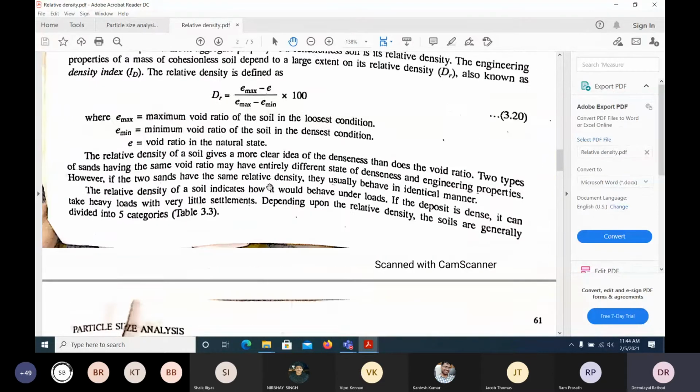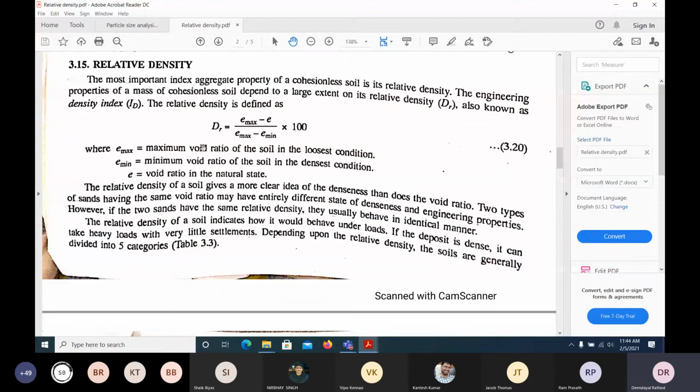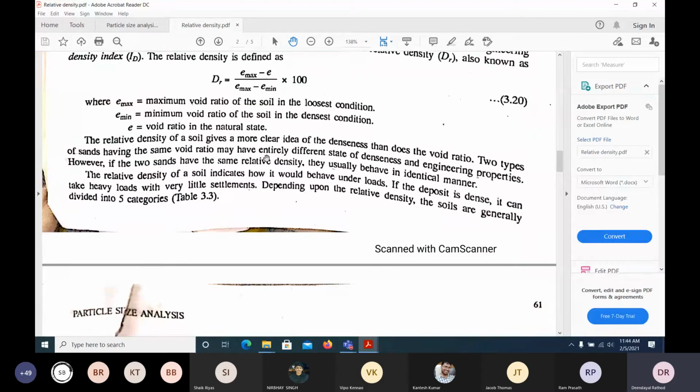So this is the definition for the relative density. e is the void ratio in the natural state. This is e max minus e min. Remember, okay, now itself.